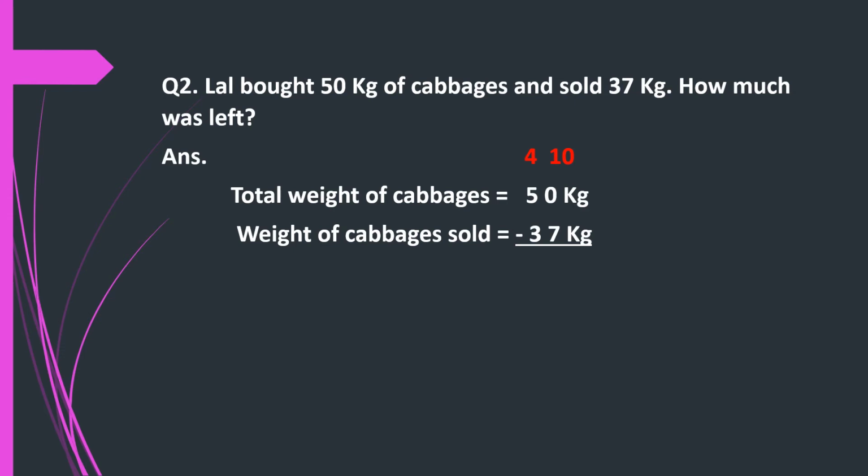So from 0 you cannot subtract 7. So you will borrow 1 from 5 and it will become 10 now. Now 10 minus 7 is 3 and 4 minus 3 is 1, as 5 is reduced to 4 because it has given 1 to the neighbor number, that is 0. So 4 minus 3 is 1. So weight of cabbages left is 13 kg.